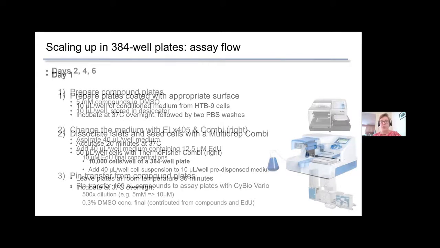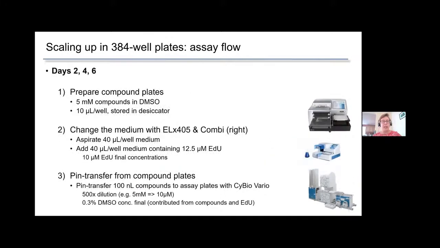Now, then we do our screening. And here we have compound plates. Sometimes we would prepare them, but more often than not, we get them from our compound management group, or we already have them prepared and ready to go. Typically, we use a 5 millimolar stock solution of these compounds in DMSO, and they exist at about 10 microliters per well. The reason for that is when we pin transfer 100 nanoliters of compounds into each well later, we get about a 10 micromolar final concentration because it's a 500-fold dilution.